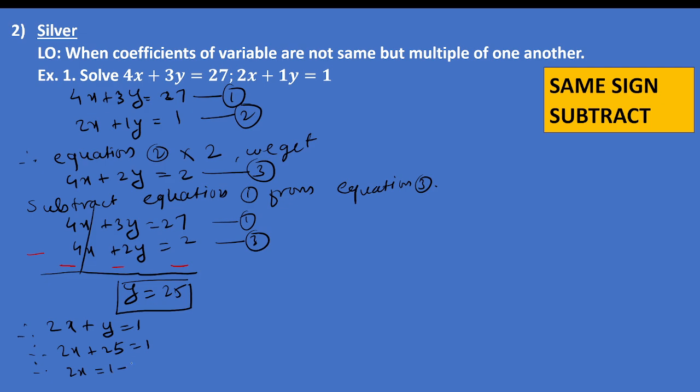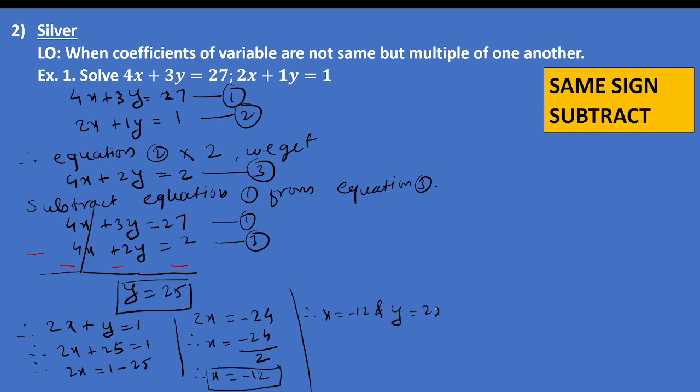So 2x equals 1 minus 25, which I'm getting as 2x equals minus 24. So now x equals minus 24 divided by 2, which is x equals minus 12. So now we got these answers. Therefore our answer is x equals minus 12 and y equals 25.